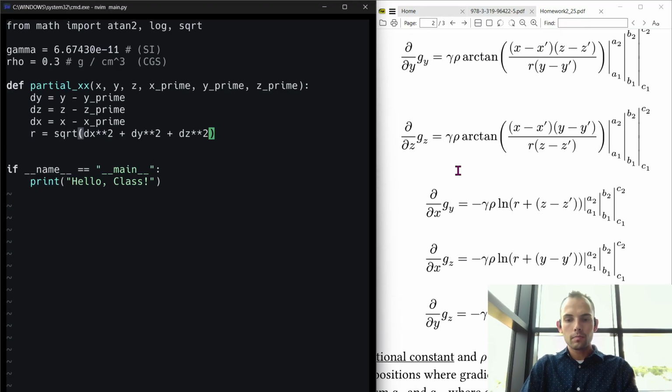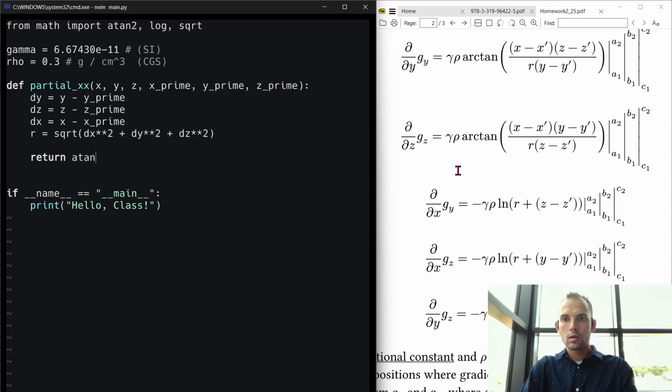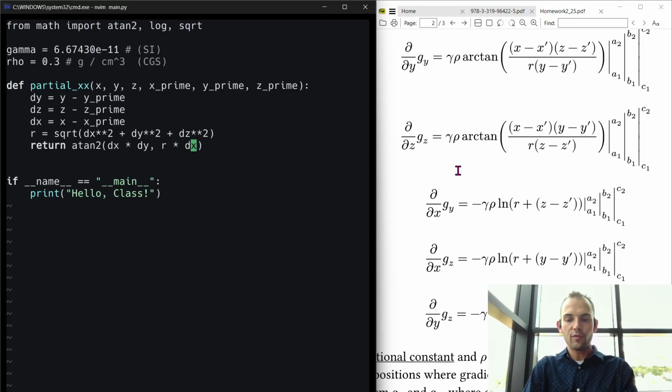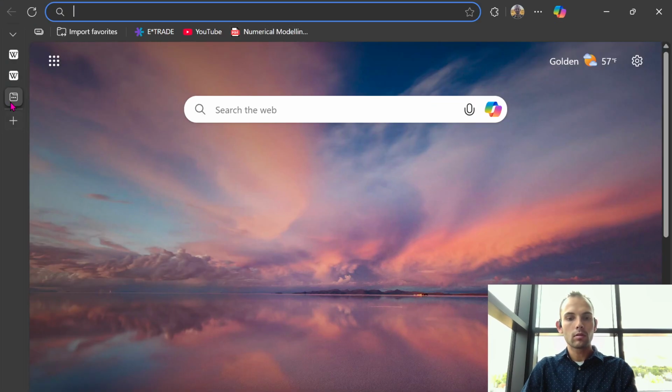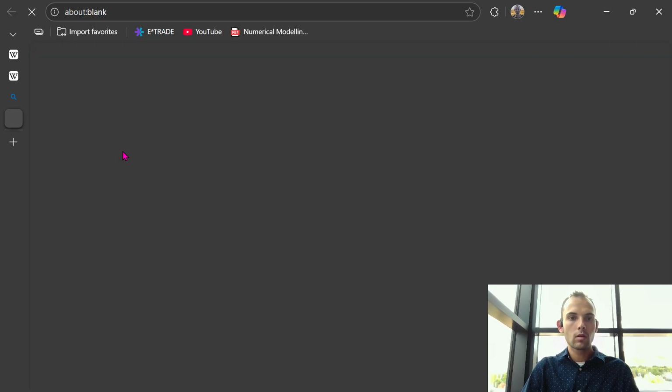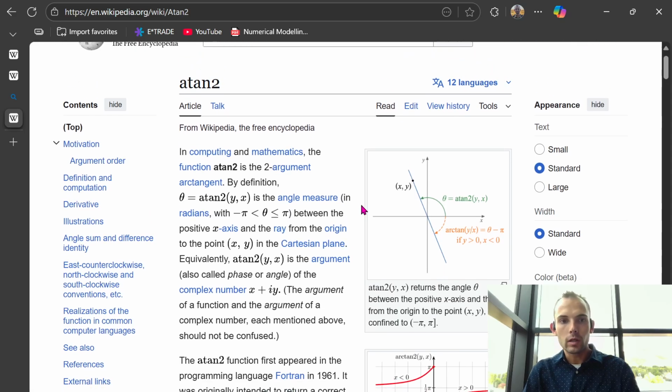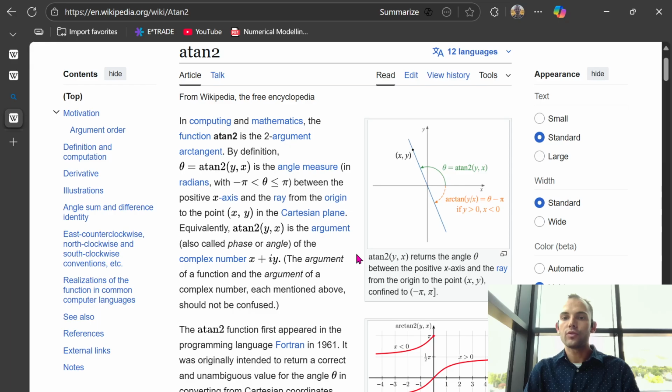How does this look again? Atan2, and this is the numerator over the denominator. Atan2 takes two arguments because it does not throw away the phase like the normal arctangent function would. Maybe that's not obvious. We can just go look up what arctangent 2 is doing.